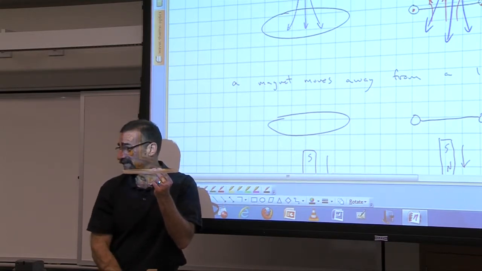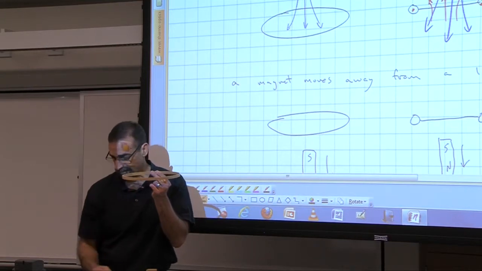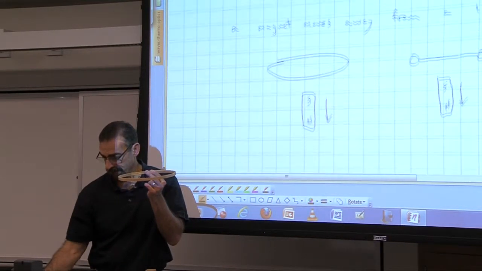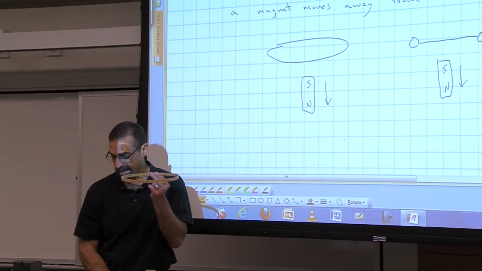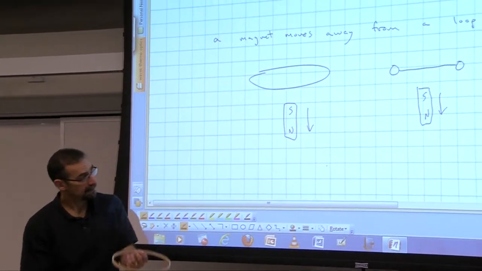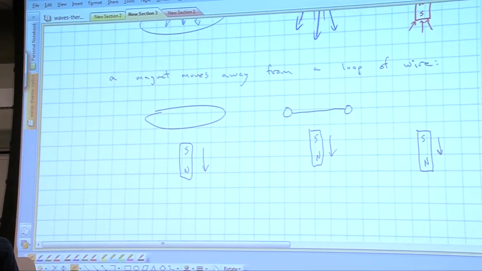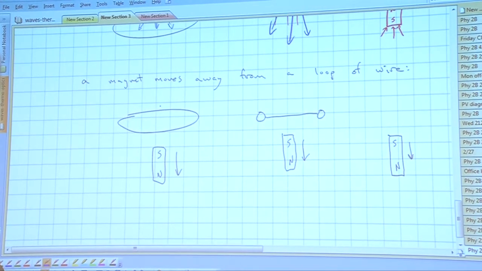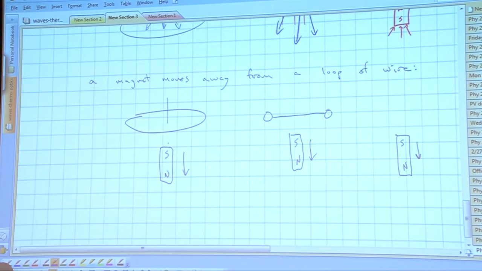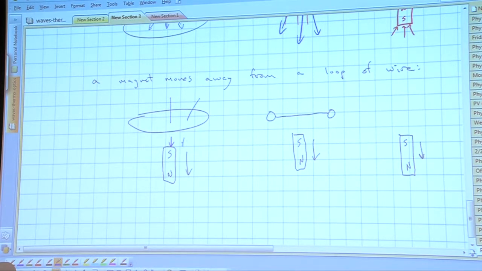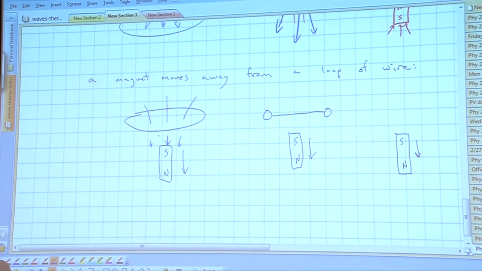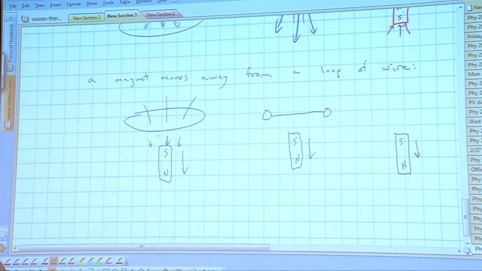What happens now? In our loop of wire, what's happening? What direction is magnetic flux from the magnet? The magnetic flux is down. As the magnet moves away, drops away from the loop, what's happening to it? It's decreasing.